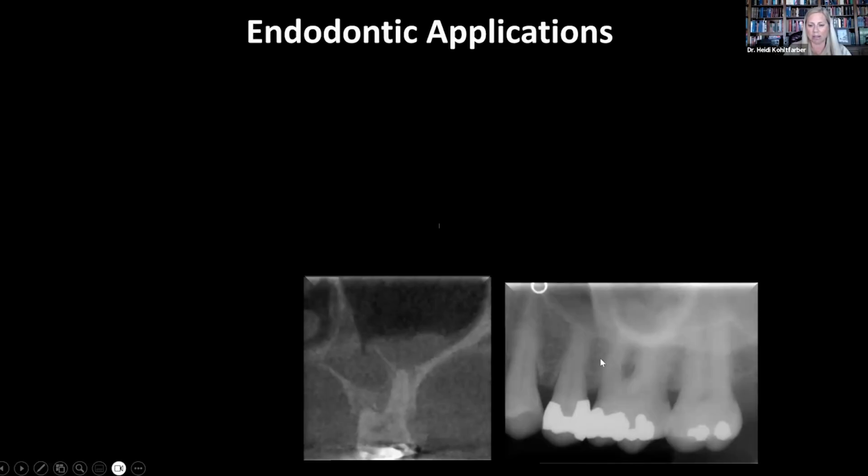Again, this is another case. They weren't entirely sure which tooth it was. Looking at the CBCT, we can easily see, yes, we do have a periapical lesion there. We have loss of that inferior cortical border of the sinus and a mucosal thickening that is odontogenic in origin.